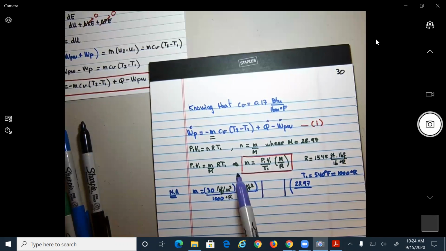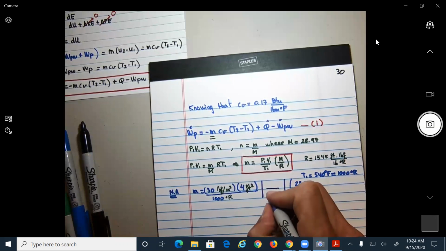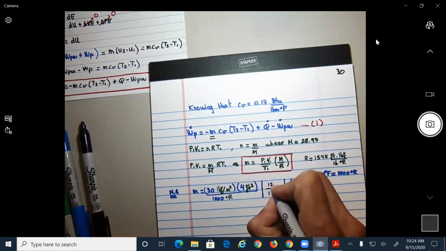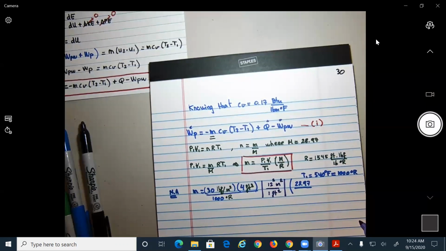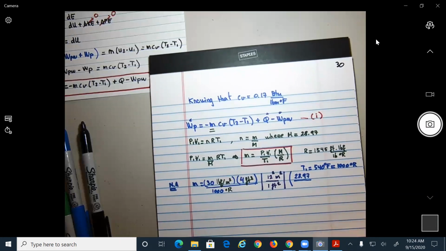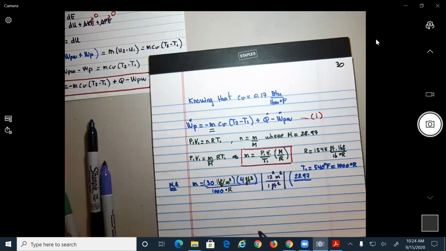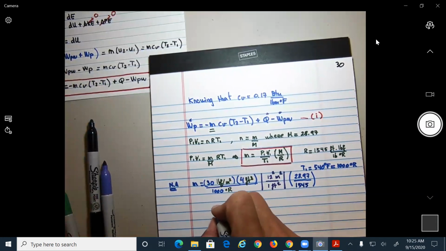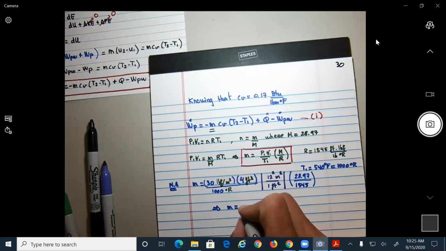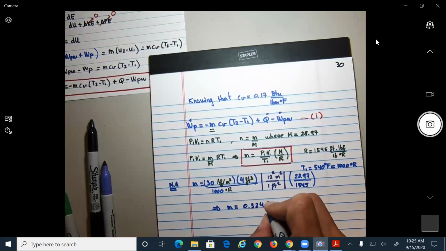So this one is divided, so it really needs to go on top. So you know that 1 foot is how many inches? 12 inches. So 1 foot square will be 12 square inch square, no? So 144. Okay, and the value for R we said was equal to 1545. So if you do the calculation, this should give you about 0.324 lb.